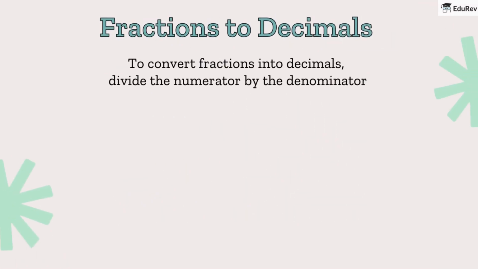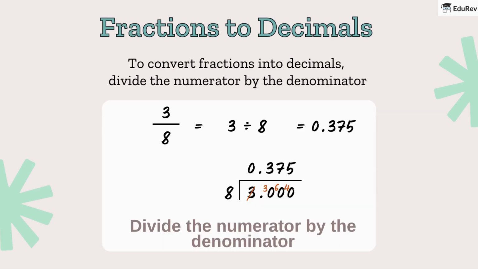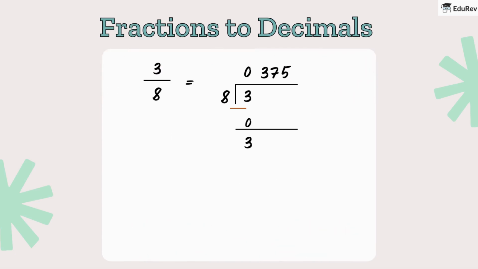Fractions to decimals. To convert fractions into decimals, divide the numerator by the denominator. For example, for 3 by 8, when 3 is divided by 8, we get 0.375. Here's how. First, 3 divided by 8 is 0 with 3 left over.